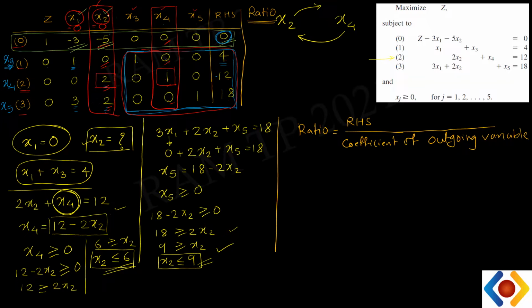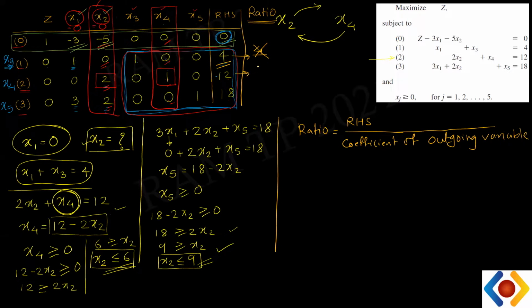Which variable went out from non-basic? x2, right? Okay, so if I want to calculate this ratio for each of these rows, what is the right hand side? It is 4 and x2 is 0, so we cannot calculate this. We can calculate this only for the strictly positive values of x2.